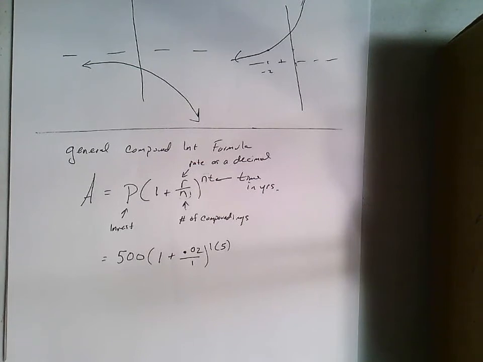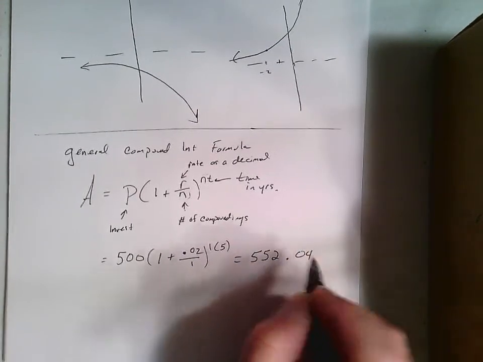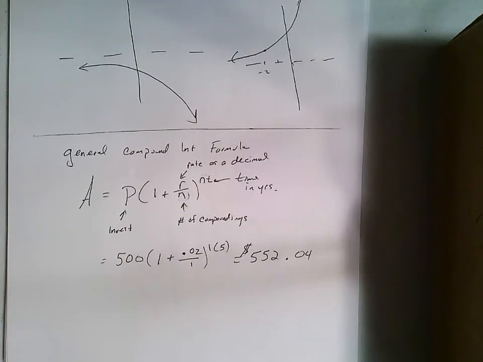So when looking at this, get my calculator out here. So I got 500 times 1 plus 0.02 to the fifth power. Whoops. I got a natural log in there somehow. Hang on. All right. There we go. So at the end of 5 years, I'm going to have $552.04. Okay, not bad, right?